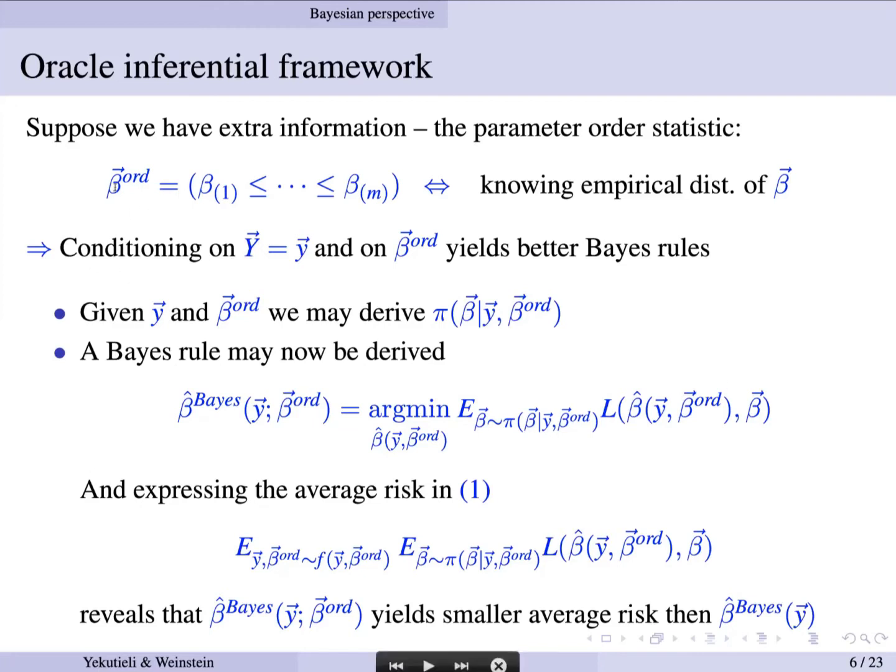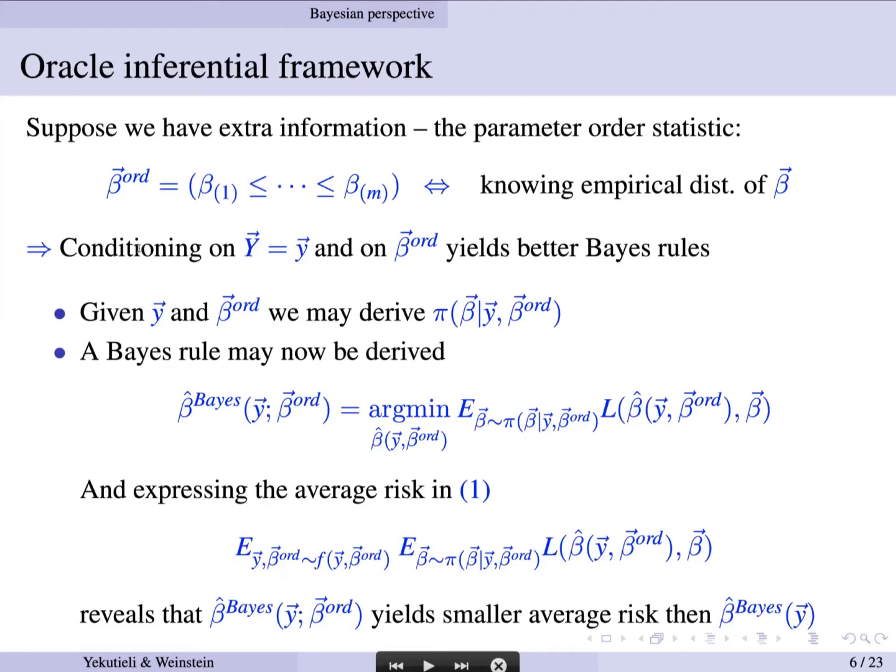We'll denote this by beta vector ord, okay? And it's like the order statistic. And agree with me that knowing this is equivalent to knowing the empirical distribution of beta, okay? I don't know what is beta 1, beta 2, beta 3, etc. But I know the smallest beta, the second smallest, etc. So I know its marginal distribution, its empirical distribution. If I'm a Bayesian, I can call it the empirical distribution because the distribution itself, beta itself, is random, okay?